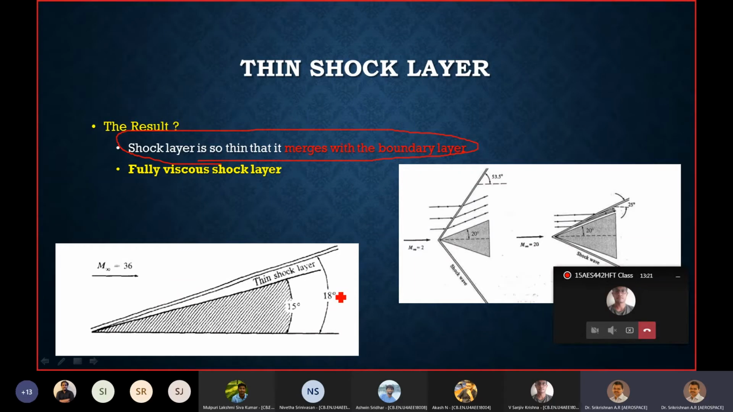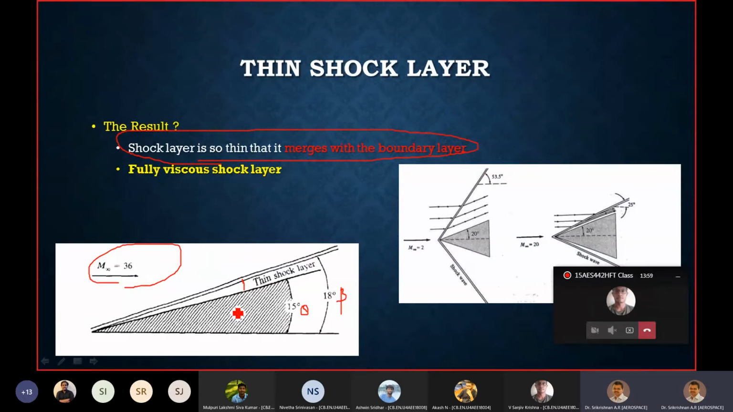And this phenomenon is known as thin shock layer. So, for example, as shown here, for a free stream Mach number of 36, the shock angle beta is about 18 degrees when the compression angle theta is 15 degrees. So it's just 3 degrees difference between theta and beta, which means that the region between the surface and the shock is very, very narrow. This is what is referred to as thin shock layer.